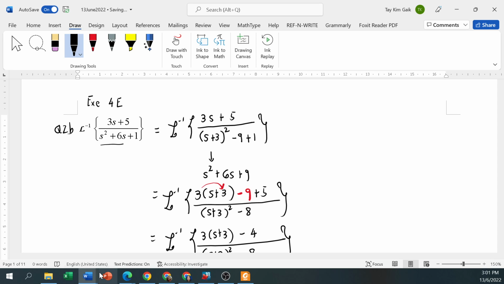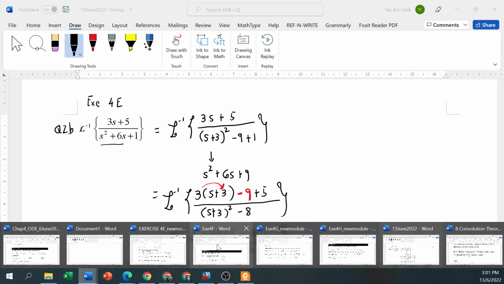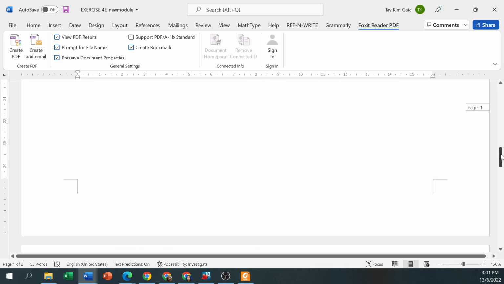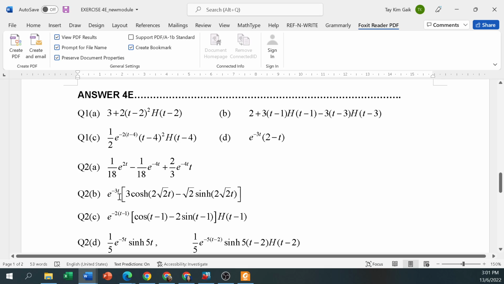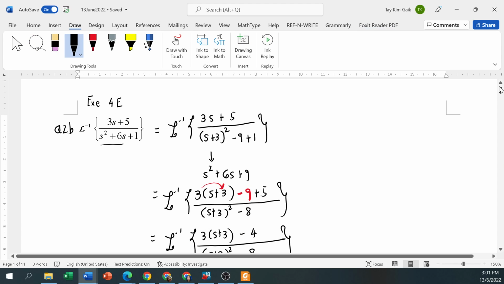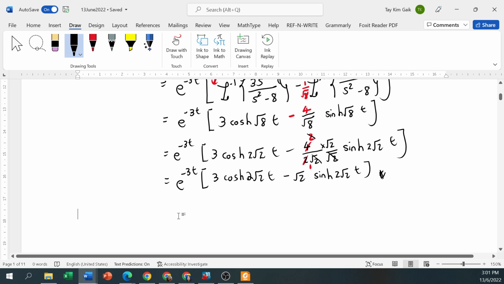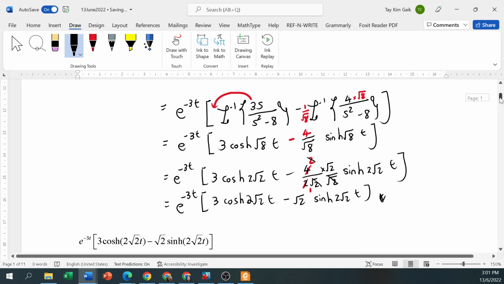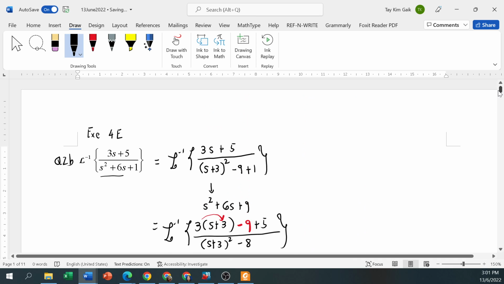Okay, let's check the answer for question 2b. Yeah, correct. So this one is using completing the square. Any questions here?